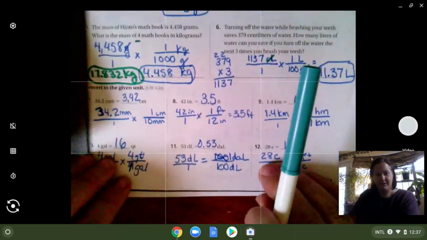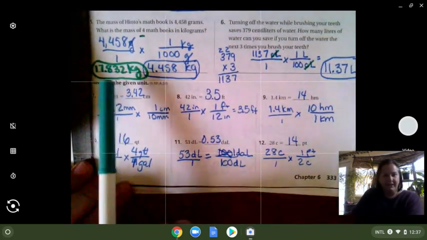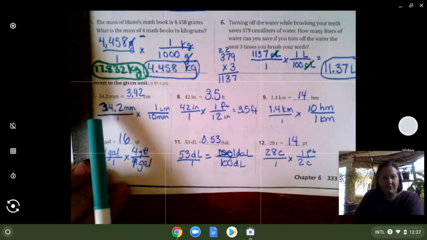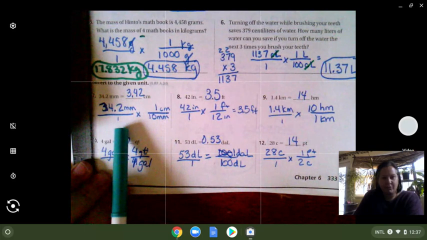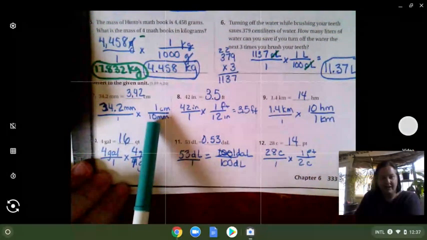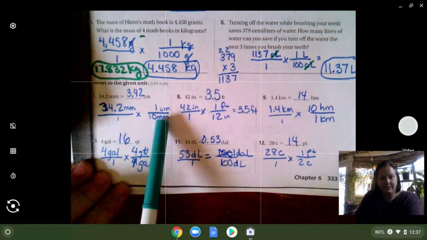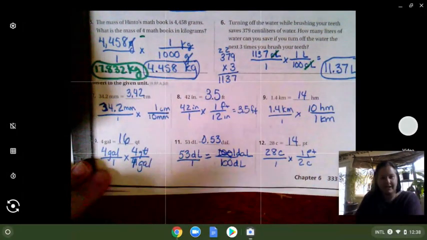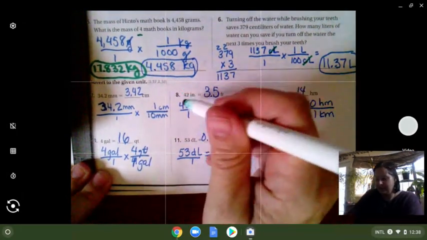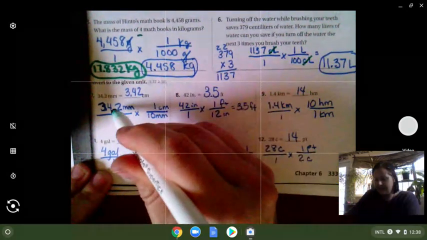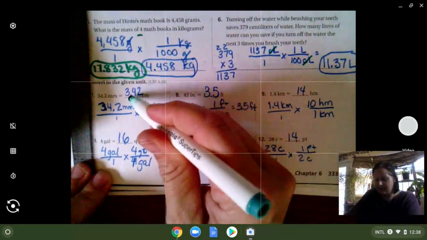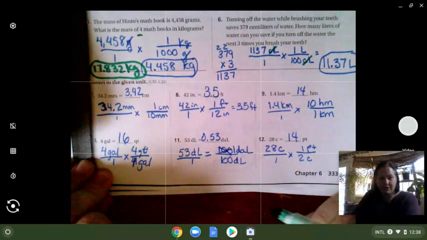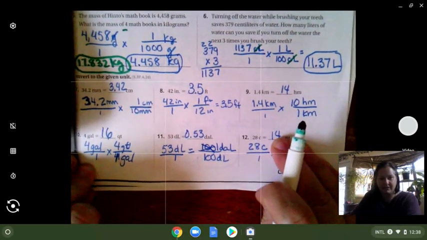Okay, here we go. Convert to the given unit. So we're going from millimeters. That's what we're starting with, 34.2 millimeters over 1. And we are taking the conversion factor. Millimeters goes on the bottom. There's 10 millimeters in 1 centimeter, and that's what we're going to end up with. So here we're dividing by 10, so it makes our number smaller by 1 decimal spot. It should be 3 and 42 hundredths of centimeters.